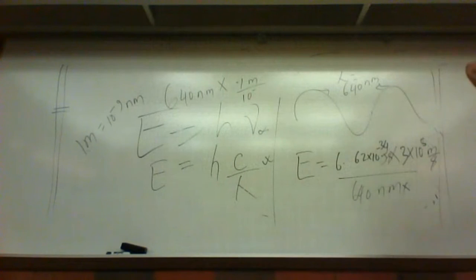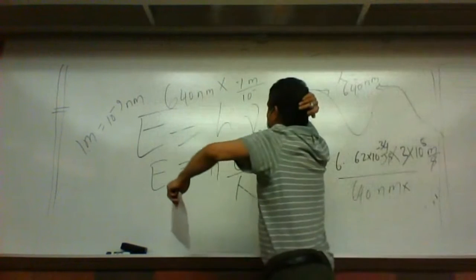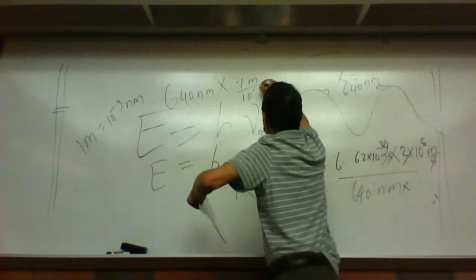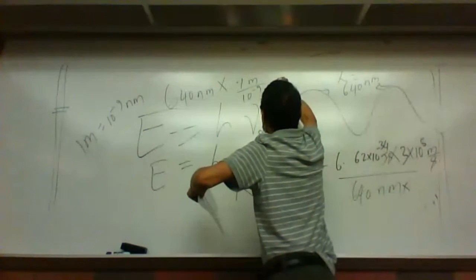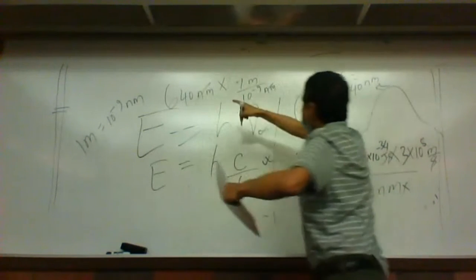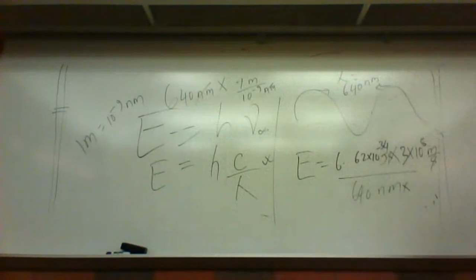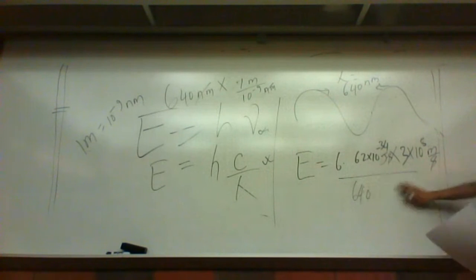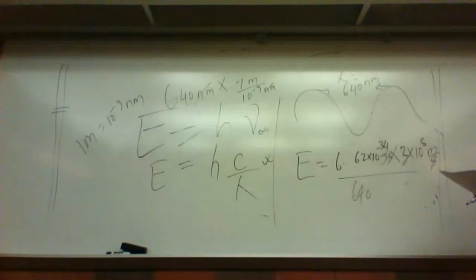Why didn't it work that way? The nanometer should be 10 to the power minus 9 meter, right? So the nanometer cancels, and you put that meter here. Then you calculate, cancel the meter, and you will get the value there. So just try it and see if it works.